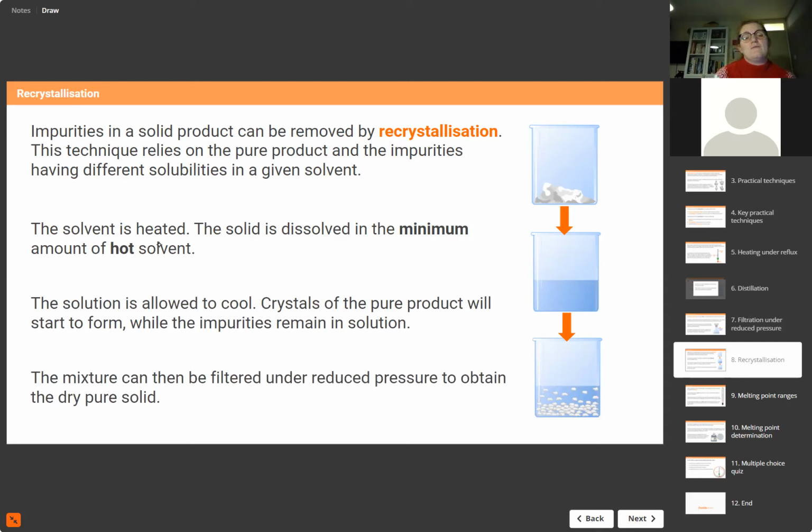Then we can filter the mixture under reduced pressure to obtain the dry pure solids. Basically, this technique we just talked about before, we then go through that. So that's a really good one as well, to get a pure solid from an impure solid.